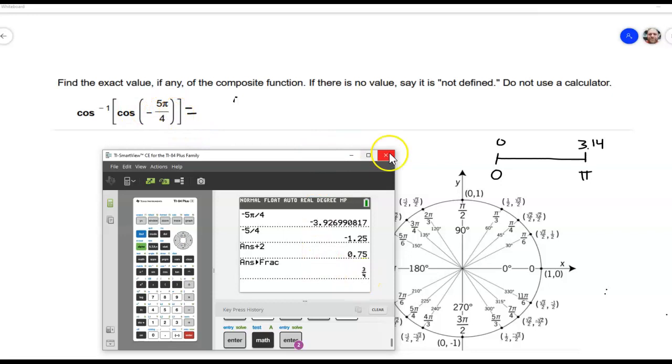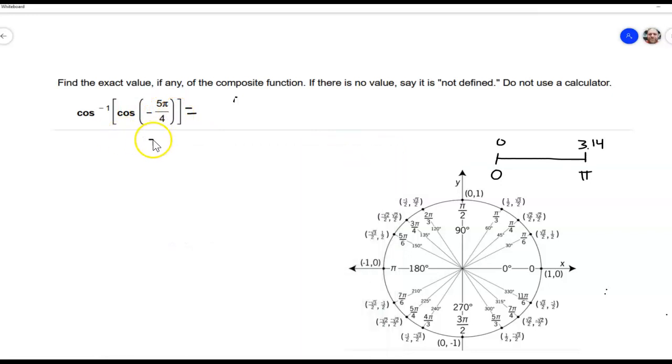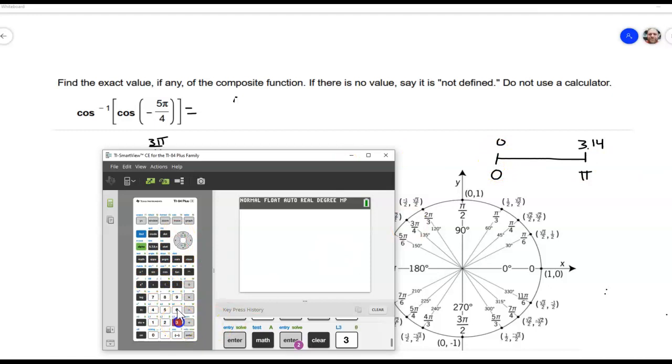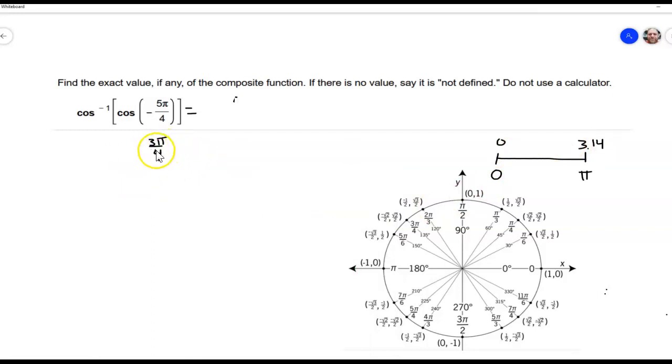So I have 0.75, and I can use math, enter, to convert that back to a fraction. So negative 5 pi over 4 is coterminal with 3 pi over 4. And we know 3 pi over 4 is in this top half. Let's make sure it's between 0 and 3.14, which I already know that it is, but just for checking here, if I do 3 pi over 4, notice it's about 2.35, so that's good. So we're good. So 3 pi over 4 is in our domain of the inverse cosine function. So these two functions will cancel each other out, and we're just left with 3 pi over 4 for our answer.